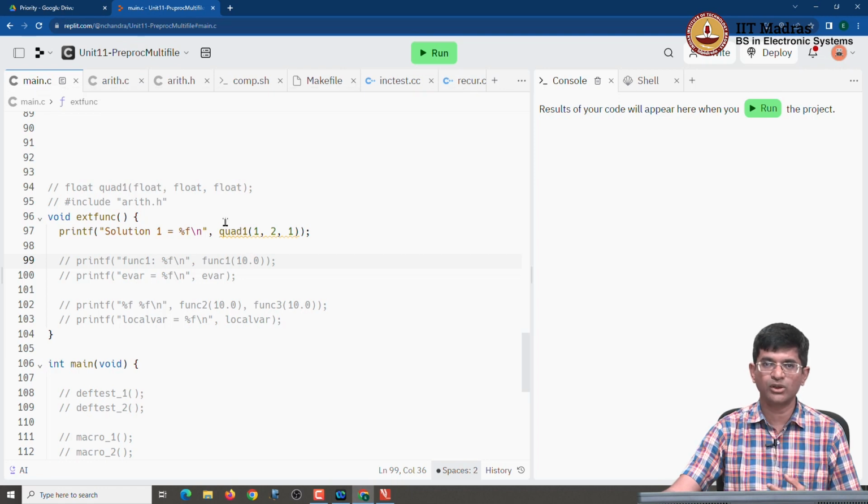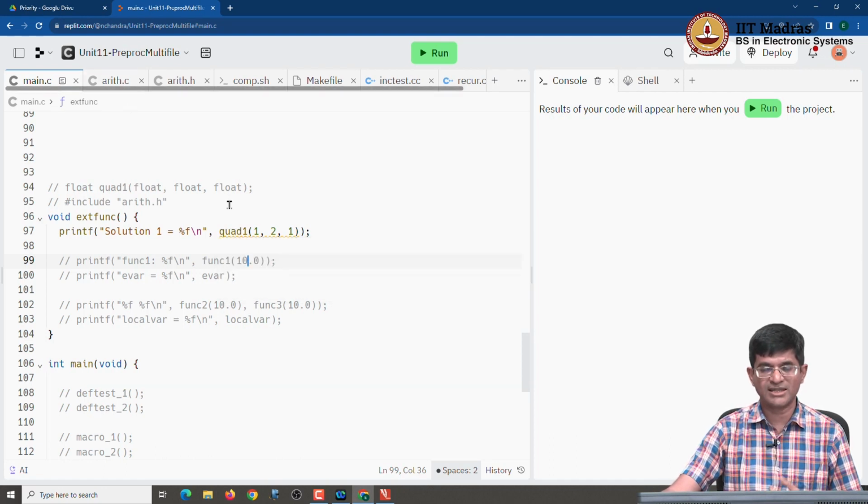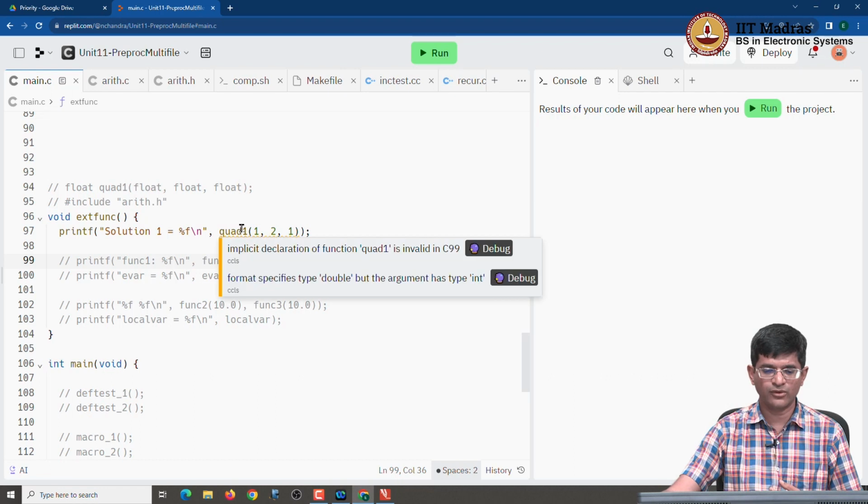So interestingly enough, even though there is no connection as such between main.c and arith.c at this point, they don't even know that each other exists. Main is just trying to call a function called quad1, and it turns out that arith.c has a function called quad1. In fact, if you go hover over it, you will see that the warning that Replit gives you is that implicit declaration of the function quad1 is invalid in C99. So normally one would expect that if something was invalid, it would be an error, but it turns out that in certain versions of C it is still not an error, it's only a warning.